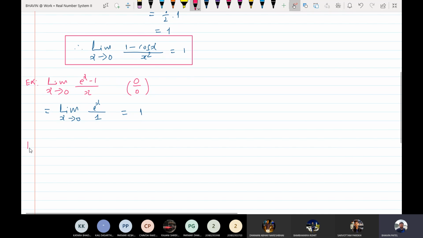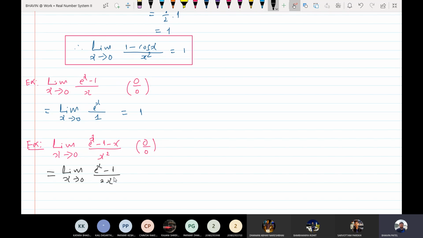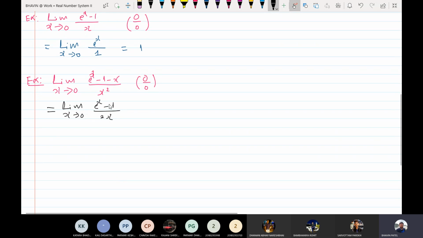Now let's take another example. Limit x tends to 0, e raised to x minus 1 minus x upon x square. Now if you take x equal to 0, numerator is 0, denominator is also 0. So this is 0 by 0 form. So this limit is limit x tends to 0. What is derivative of e raised to x? e raised to x minus 1 upon 2x. Now again, if you take x equal to 0, this is 0 by 0 form.